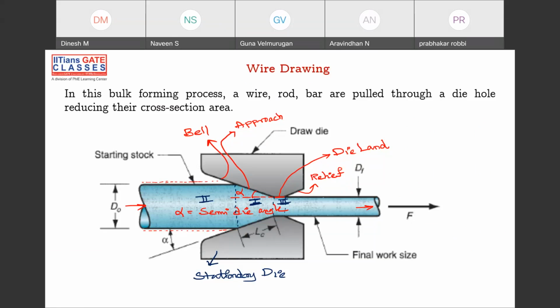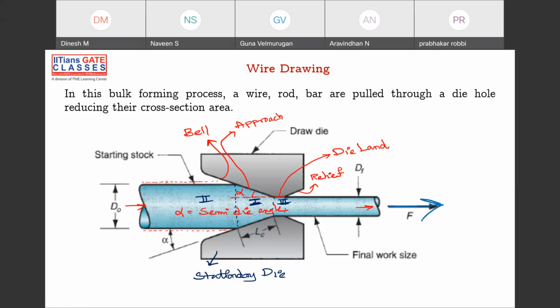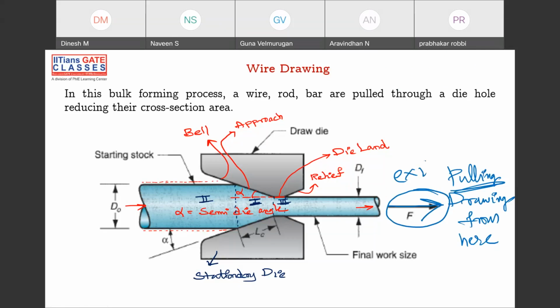So that's the reason. Initially in rolling, what we did, we are trying to make it enter here. Maybe we are giving some push from the left hand side like this. Or sometimes in a self entry case, when delta h is equal to mu square r, this is the condition, right? If this condition is satisfied, then obviously self entry will happen. But in this case you have to draw, in the sense you are applying your force. You're drawing from here, pulling from here, drawing or pulling. So you are applying force at the exit. So this is entry, right? This is entry.